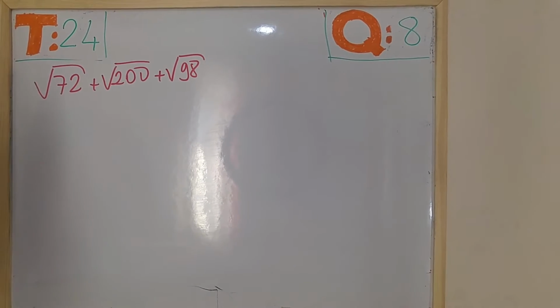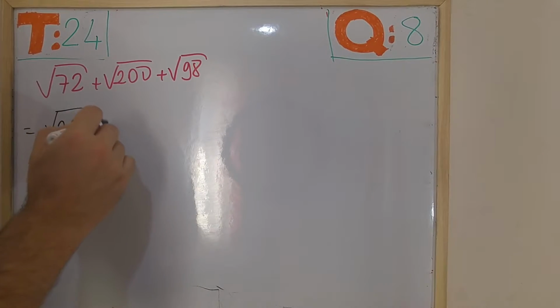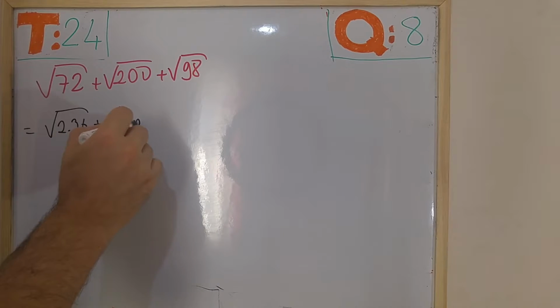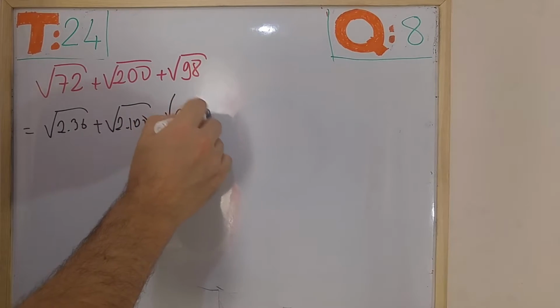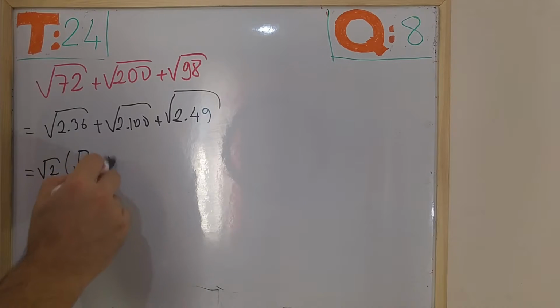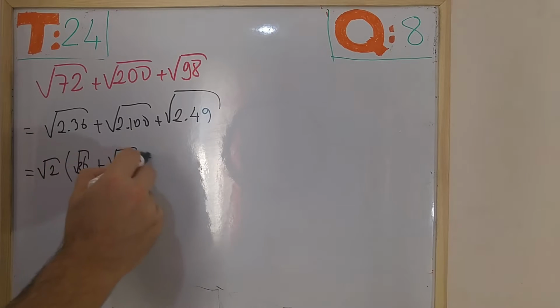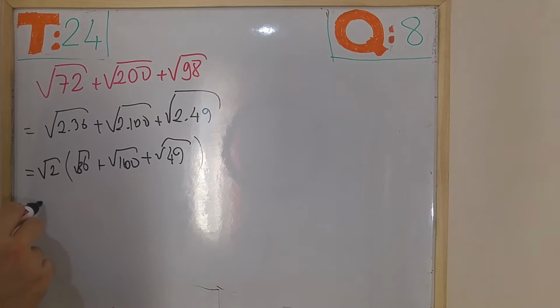A similar thing here. 72 is equal to 2 times 36, plus 200 is equal to 2 times 100, plus 98 is equal to 2 times 49. So when I take this again into the parentheses of square root of 2, what I have is square root of 36 plus square root of 100 plus square root of 49. And these are going to be equal to square root of 2.